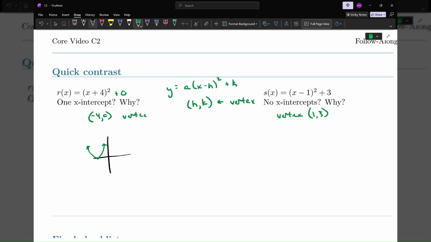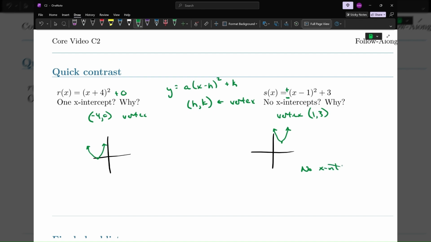What's the problem? Well, let's just take a really quick sketch of this. If I look at that vertex (1, 3), here it is. But which way do I open? Go back to that example 2. Which way did I open? Here, I have a positive a value. It's implied 1, right? So what that means is I open up. Well, how many times did I hit the x-axis? How many times do we have an output value of 0? None. So therefore, there's no x-intercepts.